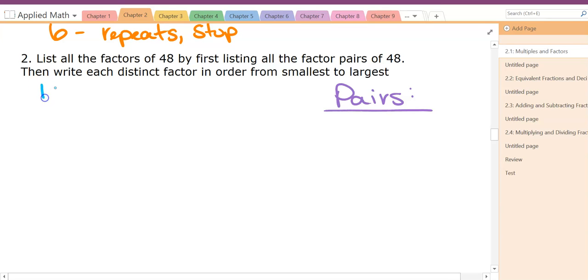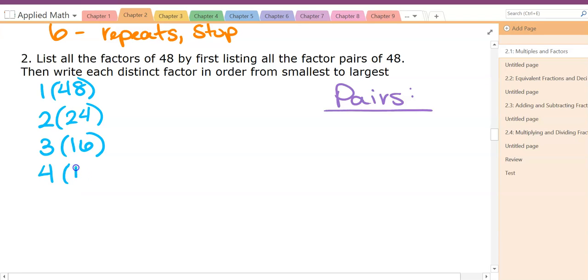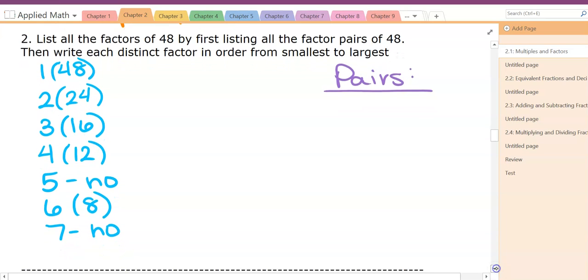So you should have had 1 and 48. 2 times what? Can 3 go into 48? 3 times 16. How about 4? Can 5 go in? Nope. How about 6? 8. 7? And then 8, what happens at 8? That's when it repeats, okay?